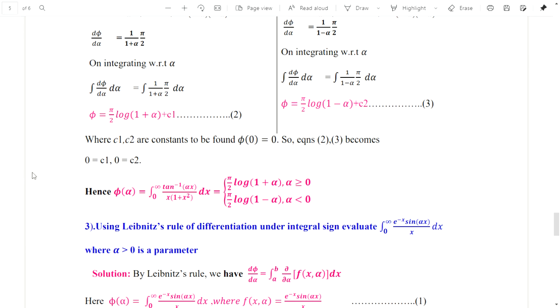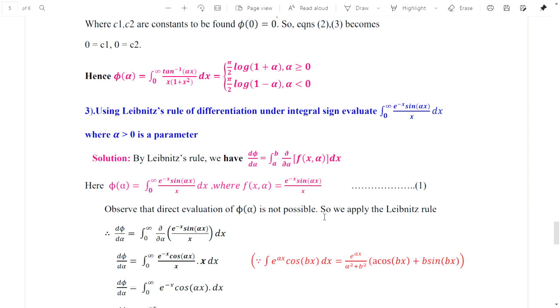So we will get phi of alpha, which is the integral from 0 to infinity of tan inverse of alpha x by x into 1 plus x squared into dx, is equal to pi by 2 into log of 1 plus alpha plus c1 if alpha is greater than or equal to 0, and equal to minus pi by 2 into log of 1 minus alpha when alpha is less than 0.